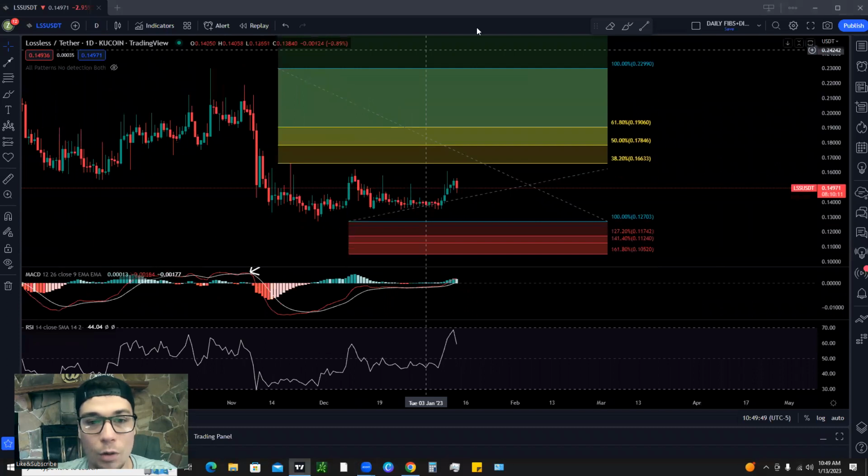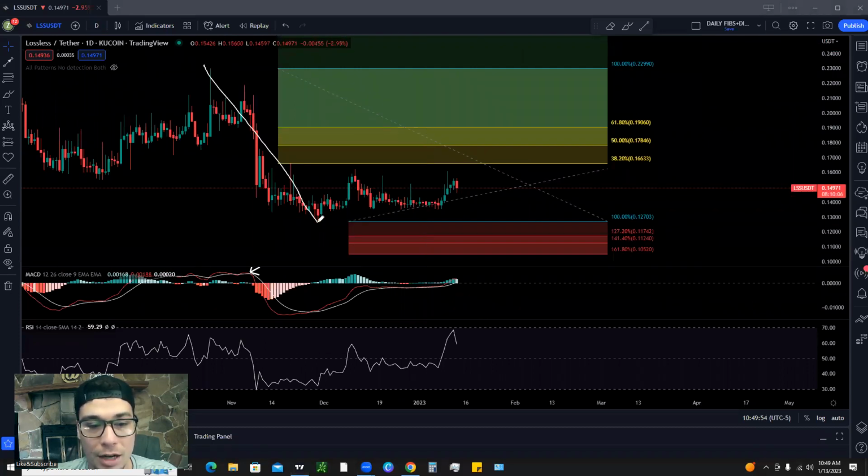So first off, we're tracking this move to the downside. We had a sharp move to the downside. We're retracing right now, which is very normal and very healthy. So we're not really in the process of a breakout rally. We're in a healthy retracement, and we're continuing upwards to our 38.2 retracement level right around 0.166.